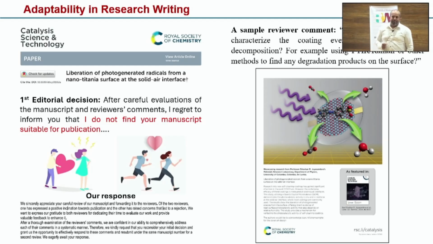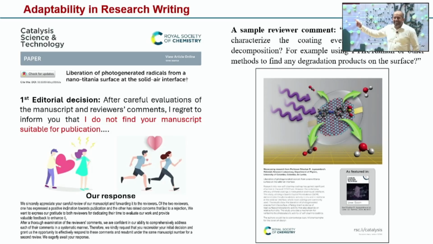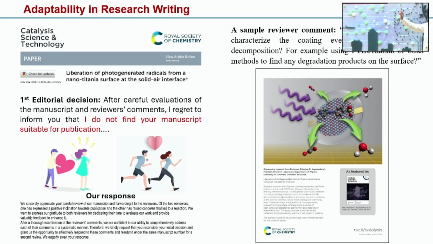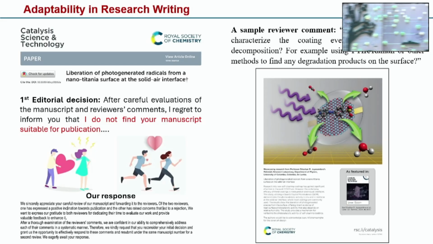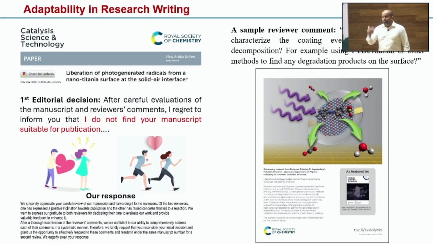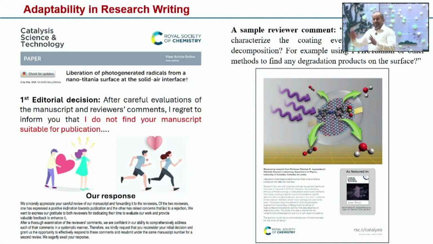Do you know where it ended up? On the back cover of that journal. Never take rejection for a no. I don't know what will happen after this, right? Never take rejection for a no. This is the adaptability. You have to be flexible. You have to adapt depending on how things are moving in writing.